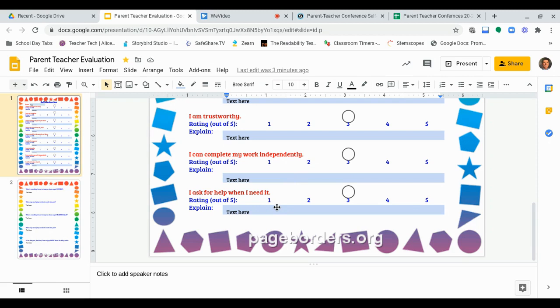I ask for help when I need it. So, do you feel like you do a good job of asking for help when you need it, or do you feel like, oh, maybe we need to improve upon that? I should ask for help more, and rate yourself and explain.